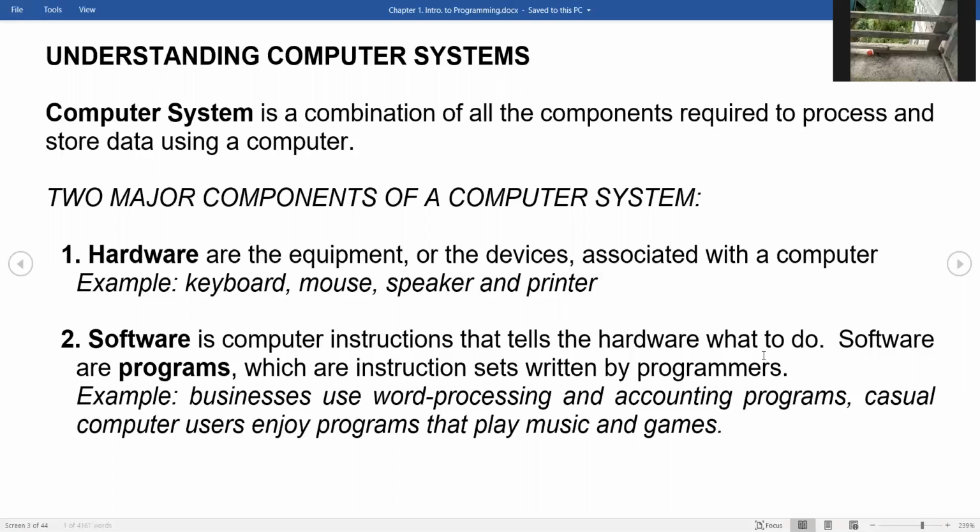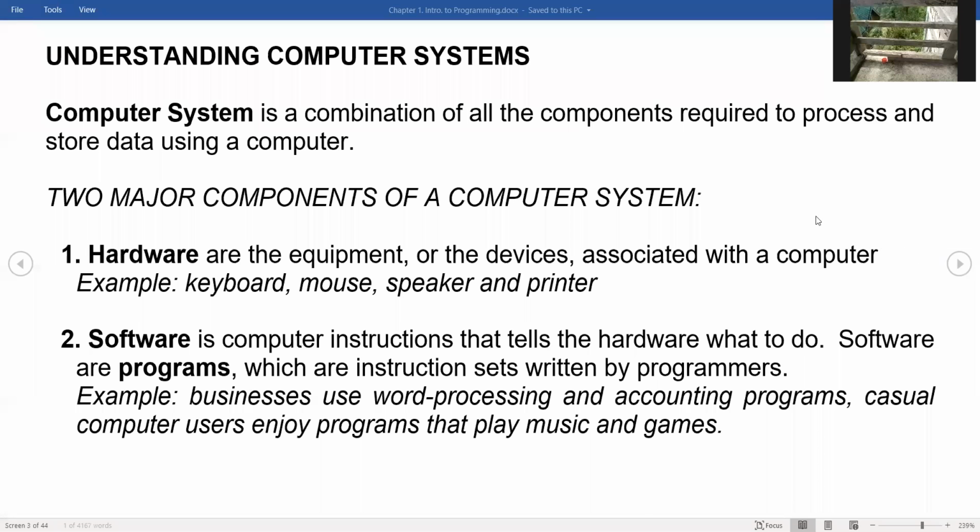When we say hardware, these are all the tangible components of the computer. This includes your mouse, your keyboards, the speaker, and printers. Everything that you can actually touch in the computer system is considered to be hardware. Even the internal parts of the computers are considered to be hardware.